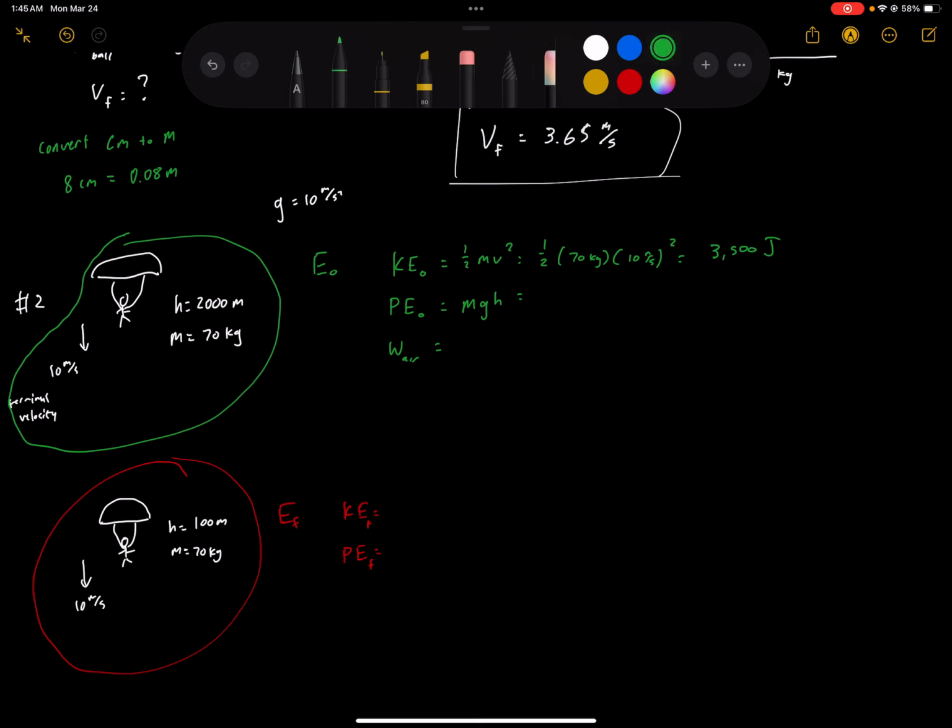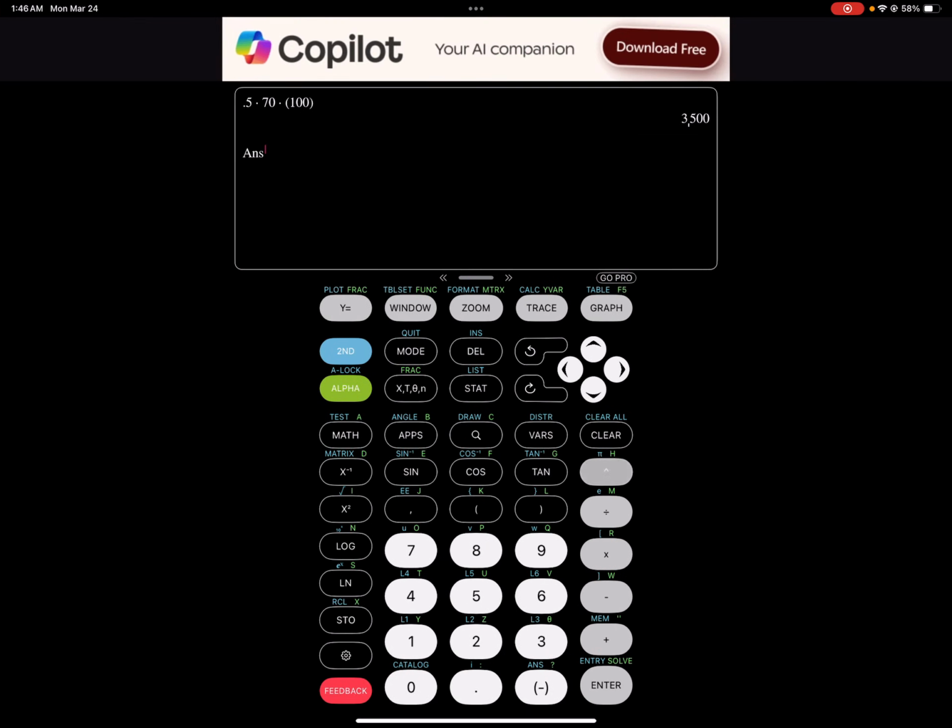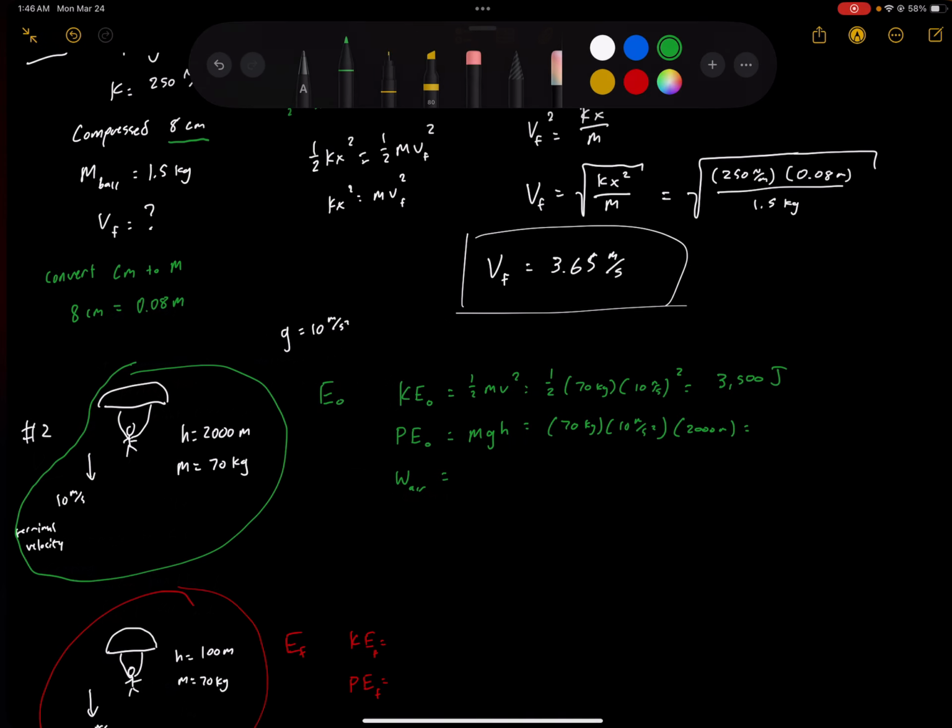So let's go through here. Again, just plug in the numbers. So the mass is 70. The acceleration due to gravity, we're going to approximate as 10. And the height is 2,000 meters. So we're looking at his initial gravitational potential energy. All right, and again, just type in the calculator, 70 times 10 times 2,000. And we get an enormous number, 1.4 million.